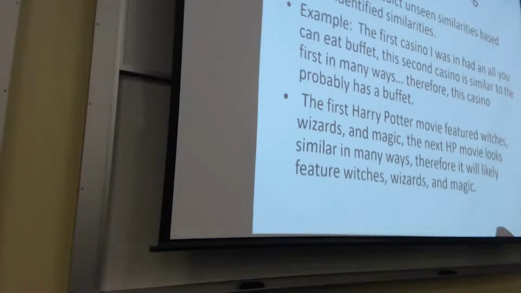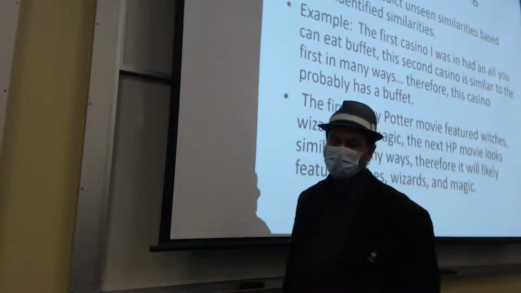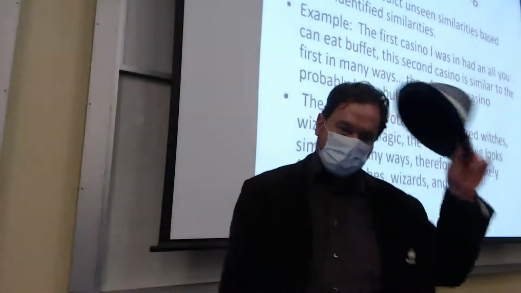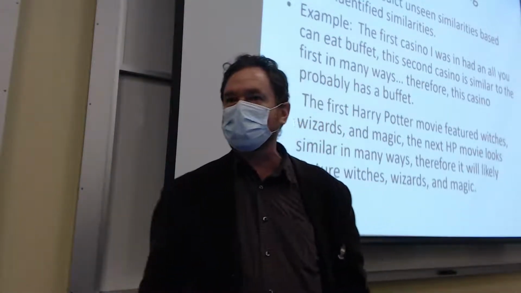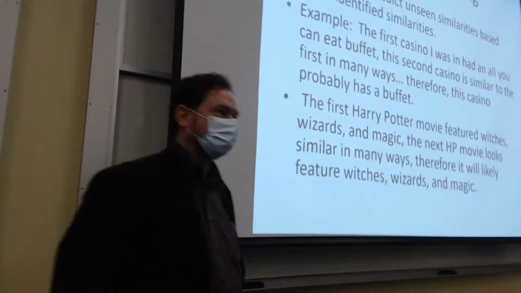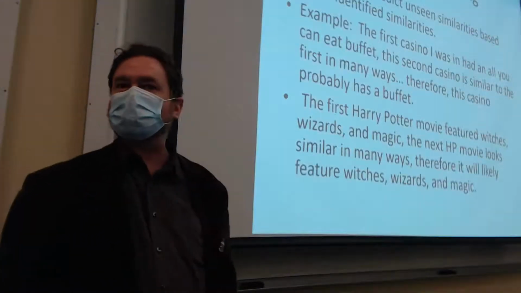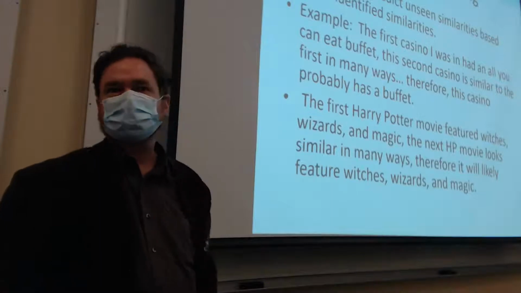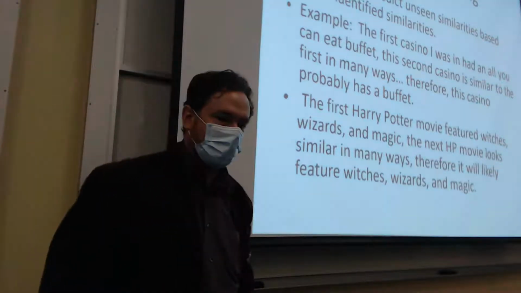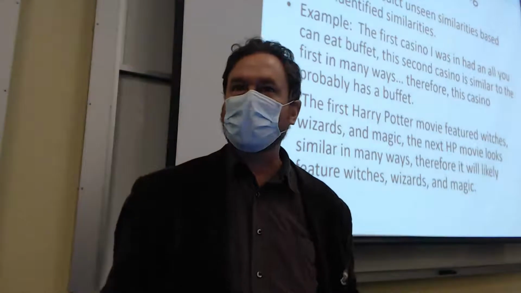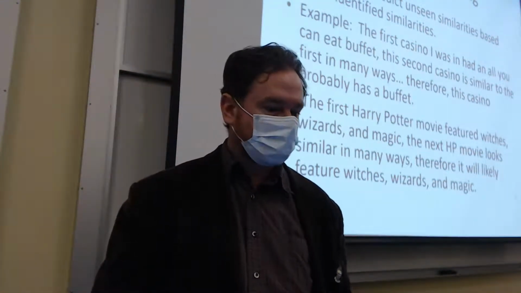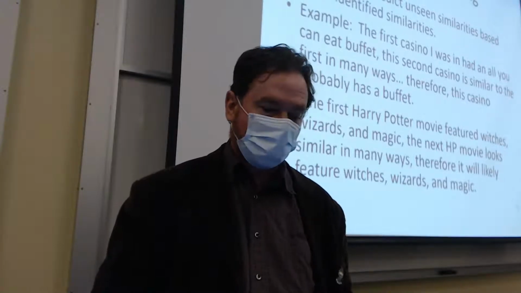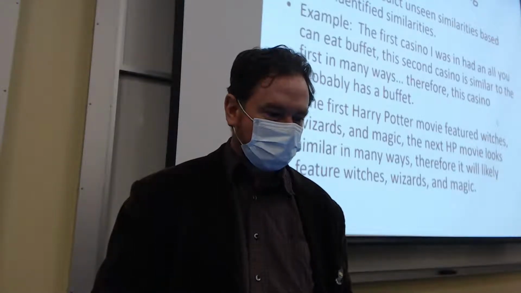Or if casinos aren't your thing, maybe movies are. You might see the first Harry Potter movie and say, hey, that first Harry Potter movie featured witches, wizards, and magic. The second one looks pretty similar. Therefore, I predict the second one will feature witches, wizards, and magic. This, of course, is why Hollywood tries to sell you a sequel based on anything you spend your money on for the first movie, because they think you'll analogically think it will be similar. With Harry Potter, it was. With many other things, it's not.